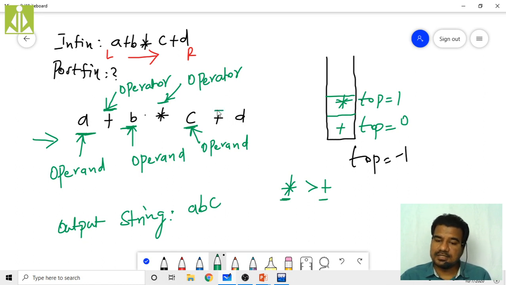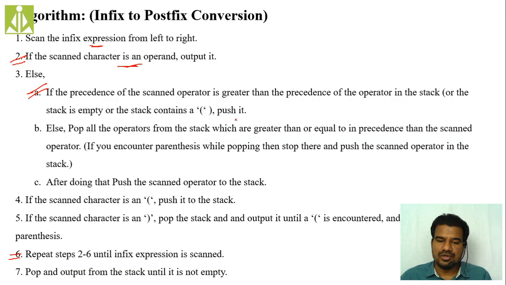Next, this is an operator, which is very important to understand. If it is an operator, again we have to compare the precedence of the scanned operator and the operator existing at the top of the stack. My scanned operator is plus, and the operator inside the stack is asterisk. Definitely asterisk has the greater precedence and plus has the lesser precedence. So what do we have to do here?